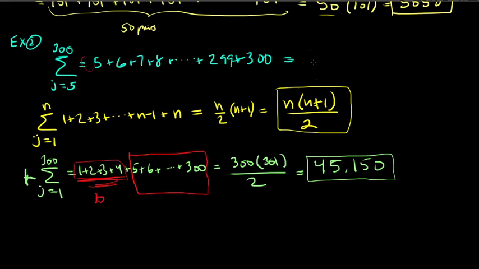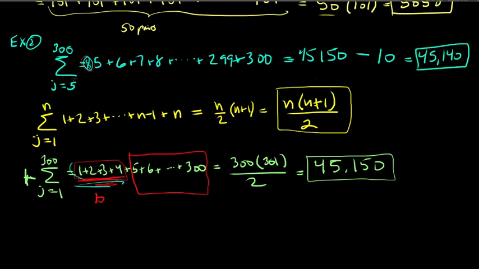So what do we have to do? Well, we have to take this number here, the 45,150, and subtract off the four numbers that weren't here, right? That we're missing. 1 plus 2 plus 3 plus 4 is 10. So just take away 10. And so you're going to get 45,140.